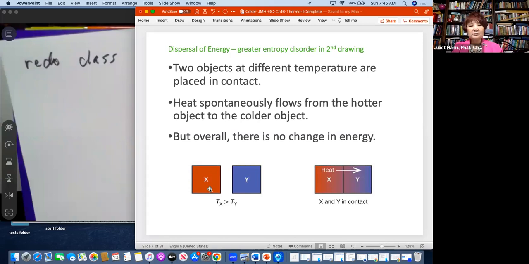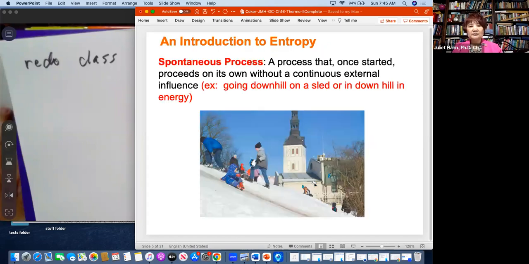What we are changing is the amount of disorder we have. In this case, it is very ordered, hot and cold. In this case, it's all mixed in, so it's got more disorder. So spontaneous processes usually increase disorder. A spontaneous process is like going down a hill in energy, or down an actual literal hill. You are going down in energy, and downhill in energy is always a spontaneous process.